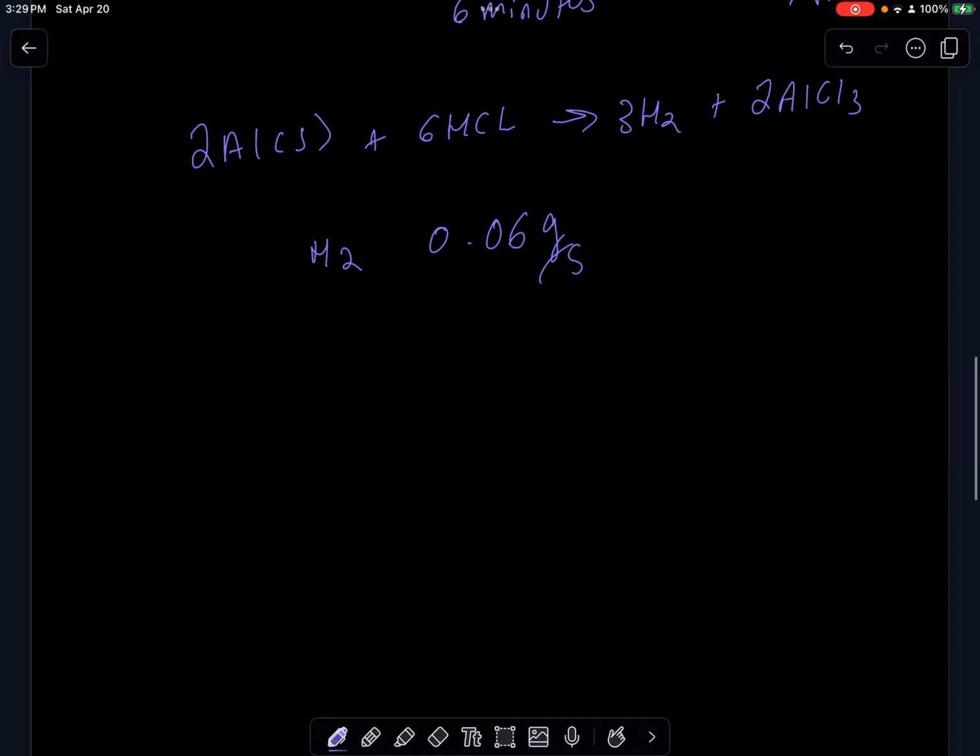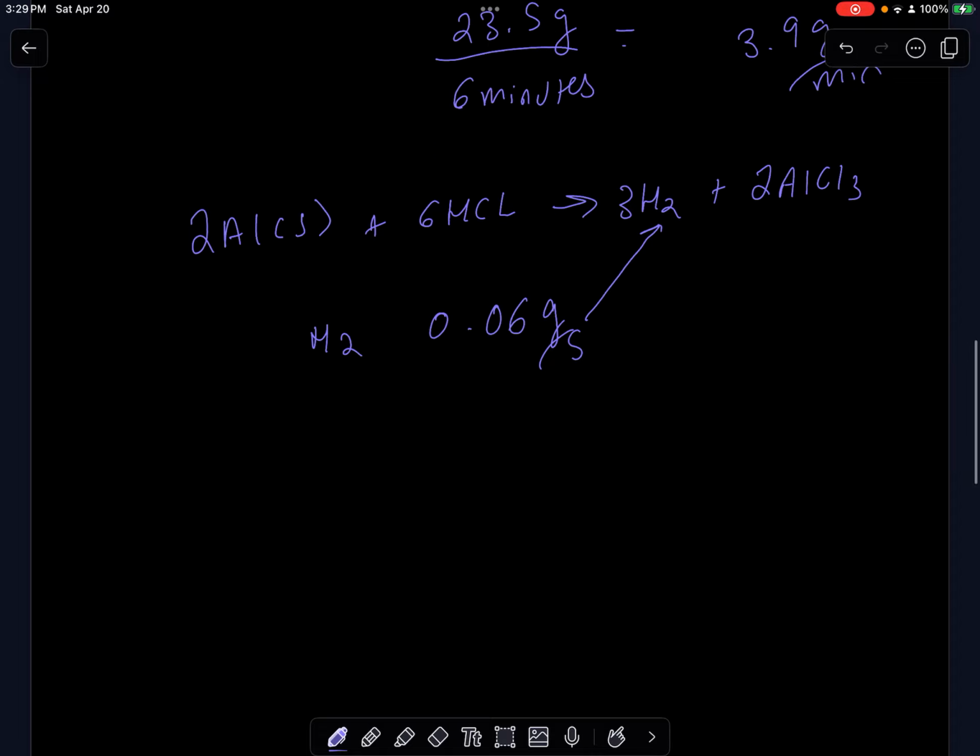Okay, so we have this following reaction: 0.06 grams per second. So that is the rate of production of this gas. Now, one question we need to ask is, well, okay, so if that's the rate of production of this, how do we find the rate of production of this?